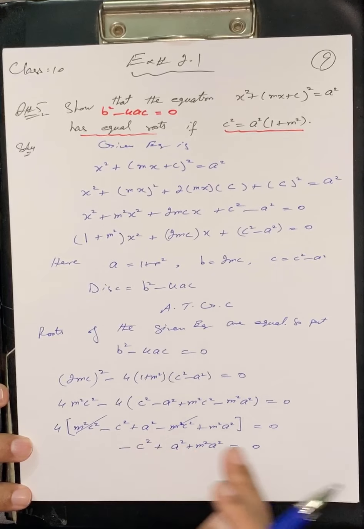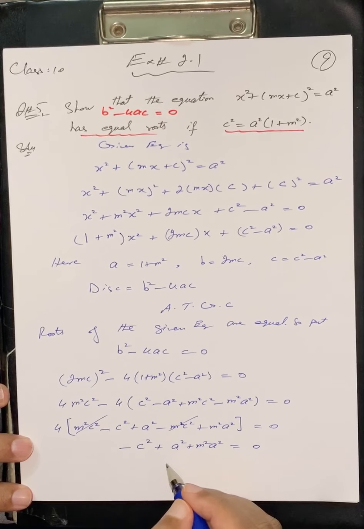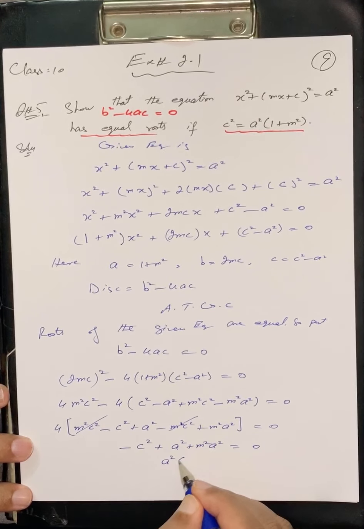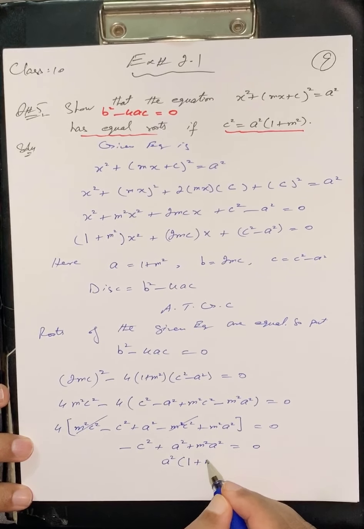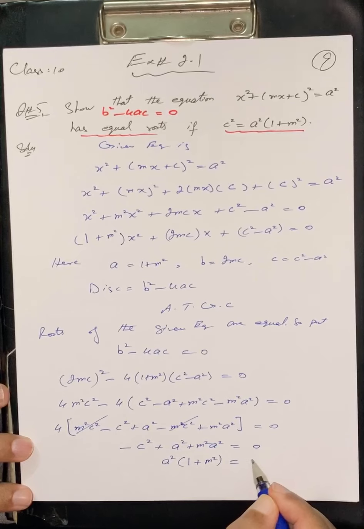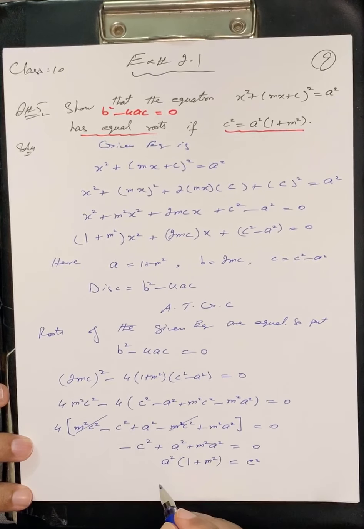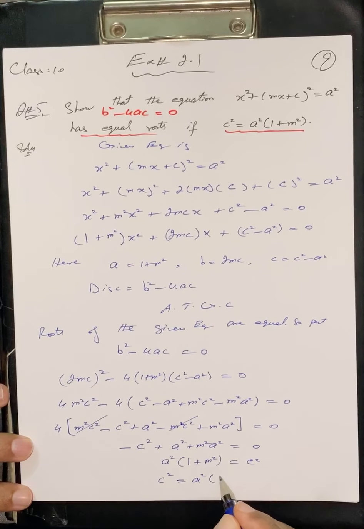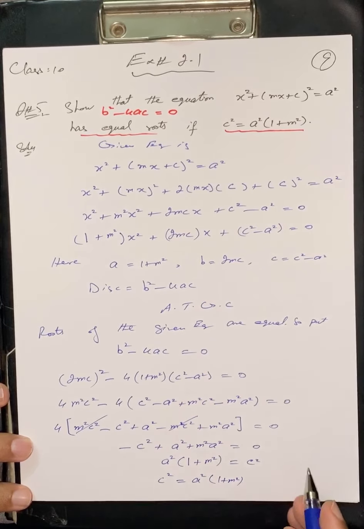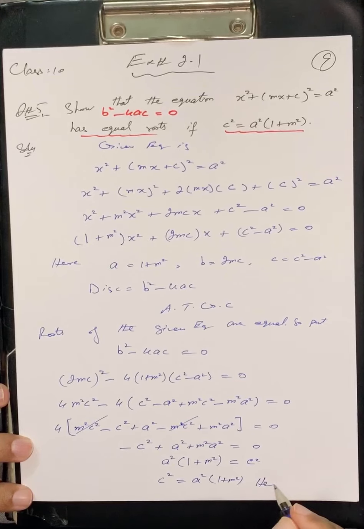Bring c squared on the right side, take a squared common. In the place of a squared, 1 is left, here m squared is left, equals positive c squared. Just turn the sides: c squared equals, interchanging the sides, a squared into (1 plus m squared). That is your required answer, hence proved.